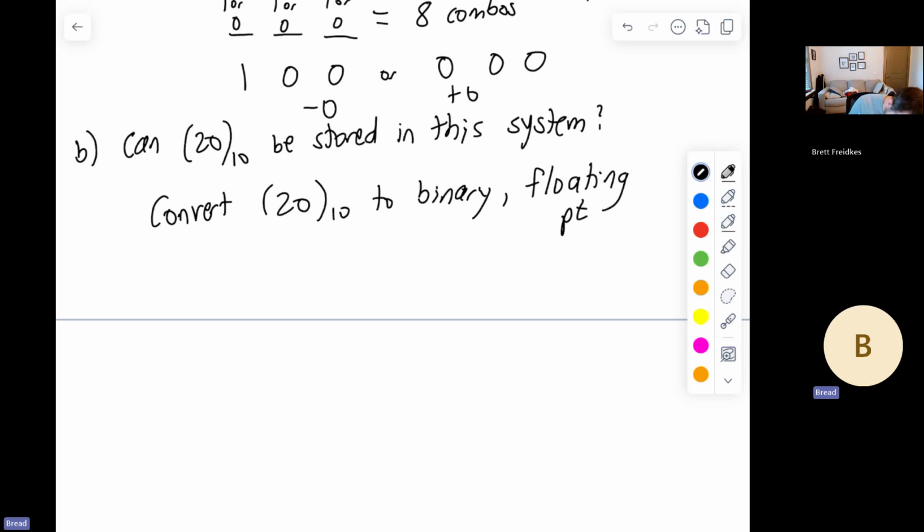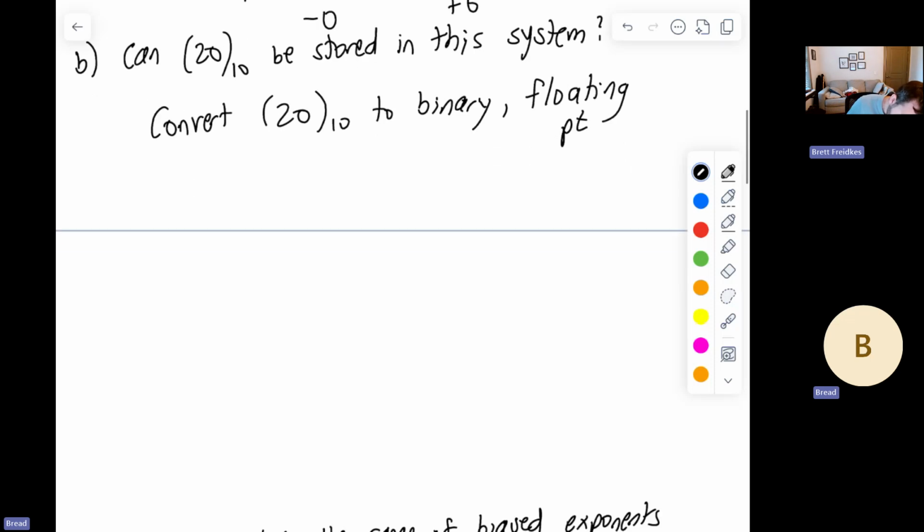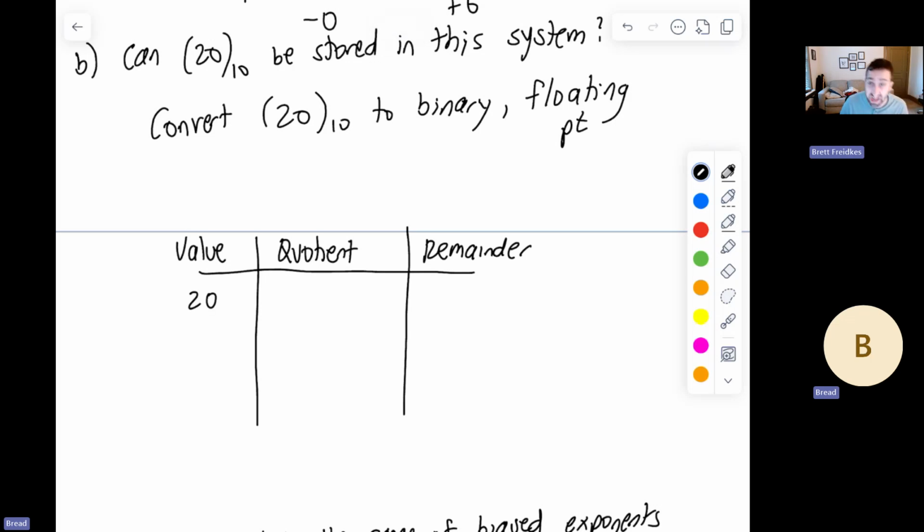So how do we convert an integer from base 10 to binary? We will do a table like we've been doing in class. And since it's an integer, the one that I'm going to do is our value quotient remainder table, or VQR. And we'll start with 20. And we are going to divide by 2 continuously until we can't anymore and keep track of our remainders.